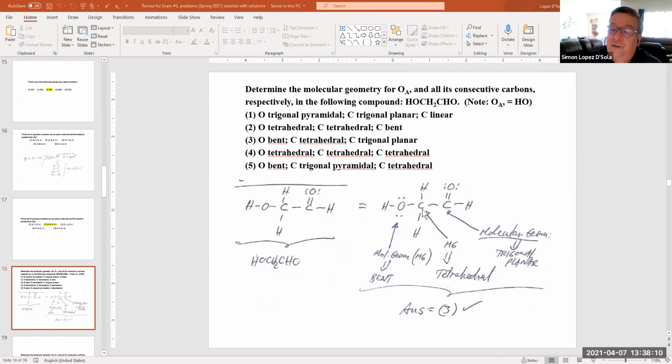This is another thing that you need to be careful about, because the question can be asking you for the electronic arrangement. So be careful if the question is asking you for the electronic arrangement or the electronic geometry, which is the same, or is asking you for the shape. In this case, it's asking you for the shape. So the shape for this first carbon is tetrahedral.